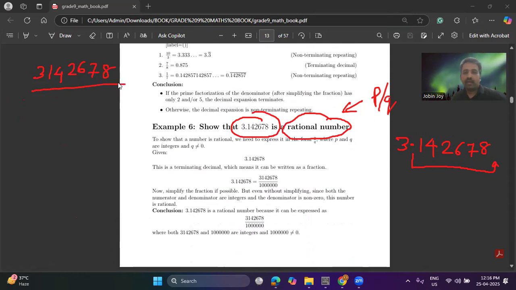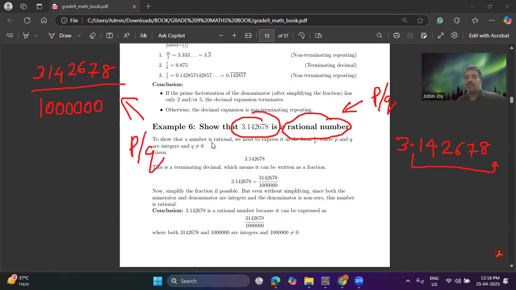3.142678. So you shifted the decimal by how many places? 1, 2, 3, 4, 5, 6. That means you divide by 1 with how many zeros? 1, 2, 3, 4, 5, 6. So this is in P by Q form. So I'm converting that number into rational form as 3142678 divided by 1000000, with 6 zeros.